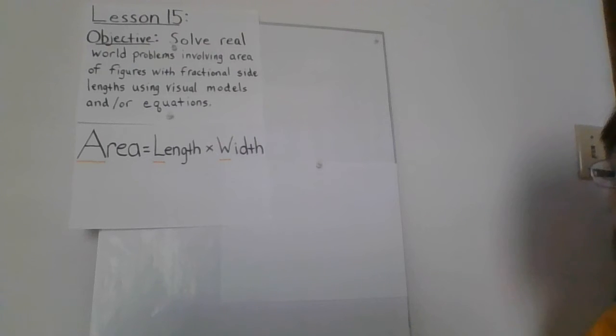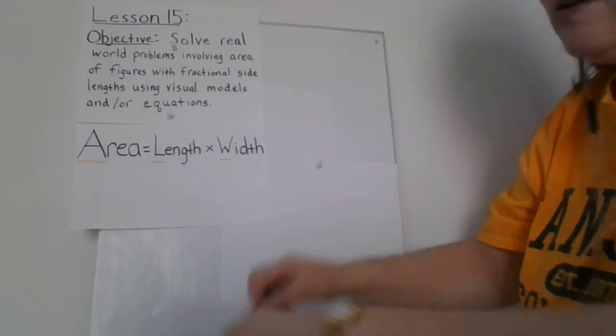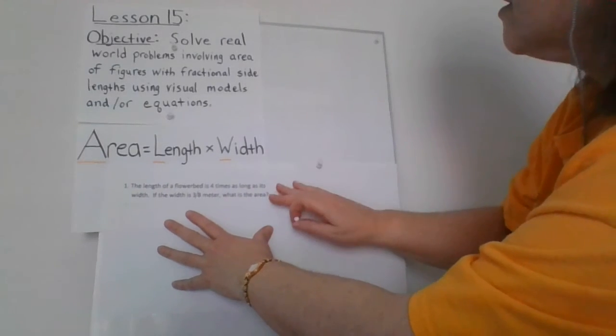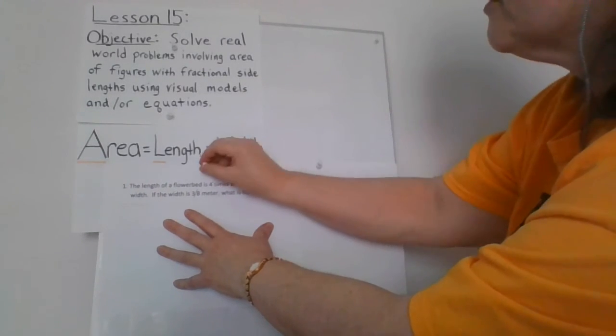Our learning target for today is: I can solve real-world problems involving area of figures with fractional side lengths using visual models and/or equations. For today, you will need the Lesson 15 problem set. So let's get started. I'm going to start with question number 1.